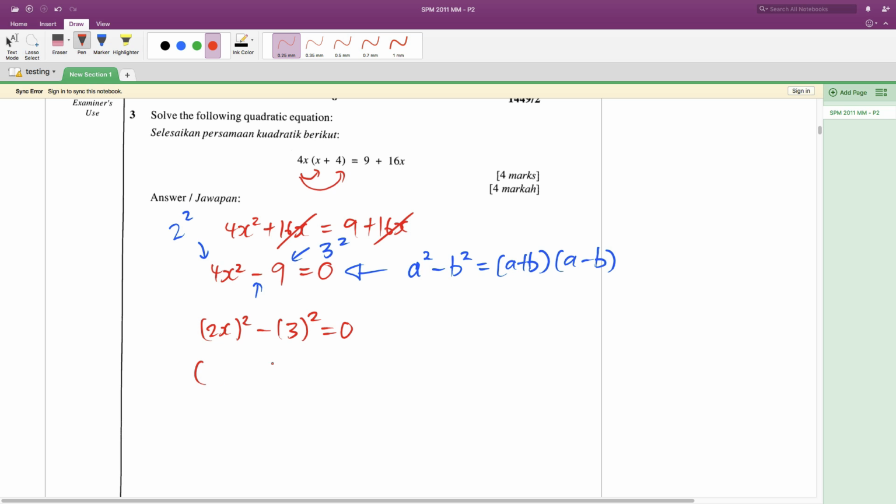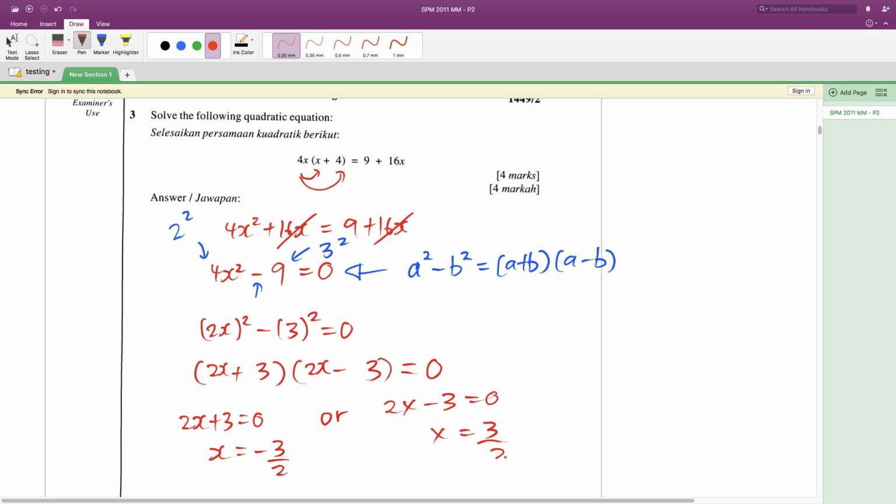So therefore, I will get something like this. One is plus, one is minus. So it's just 2x plus 3, 2x minus 3. Then I will get two answers. I will get 2x plus 3 equals to 0, x will equal negative 3 over 2. Or 2x minus 3 equals to 0, x equals to 3 over 2. Yes, this is one of the methods if you can remember this one.